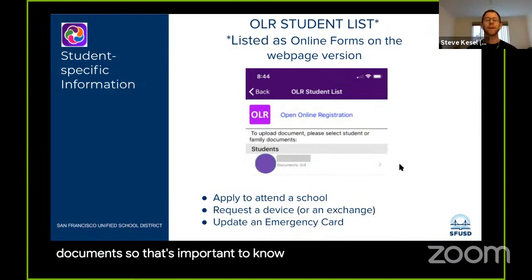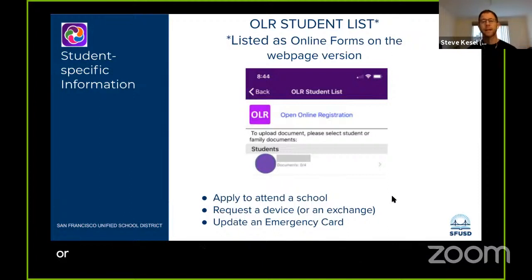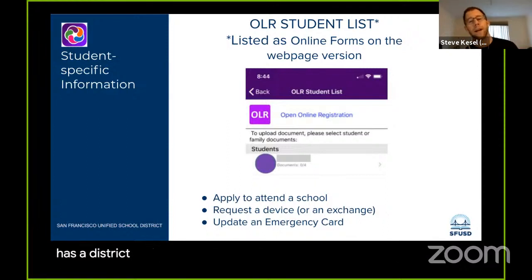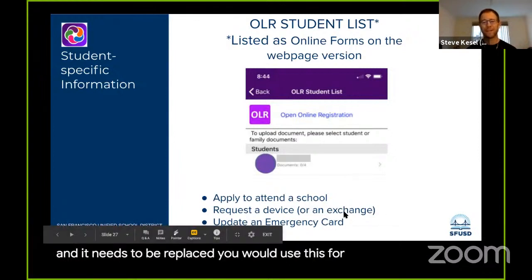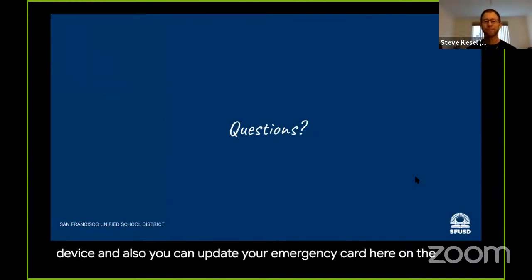So if you have the app, there's the OLR or online registration list, and you can use that to apply to attend a school or request a device or exchange of a device. For example, if your student has a district Chromebook and the cat knocked a glass of water on it and it needs to be replaced, you would use this form to request another device. And also you can update your emergency card here on the ParentVUE app.